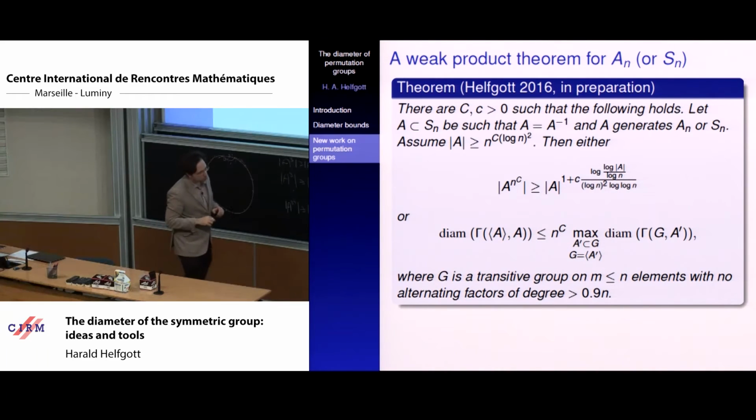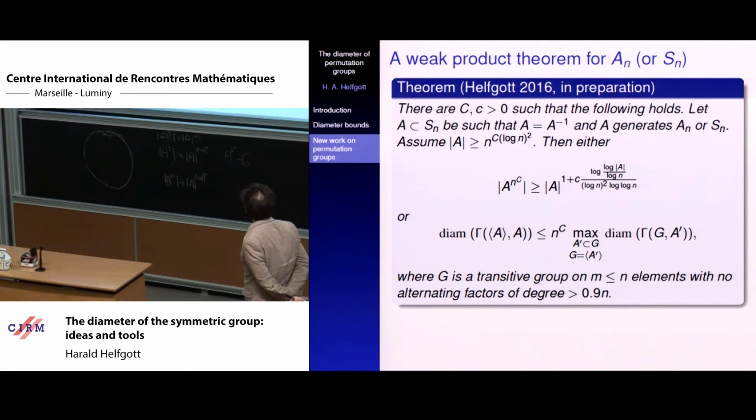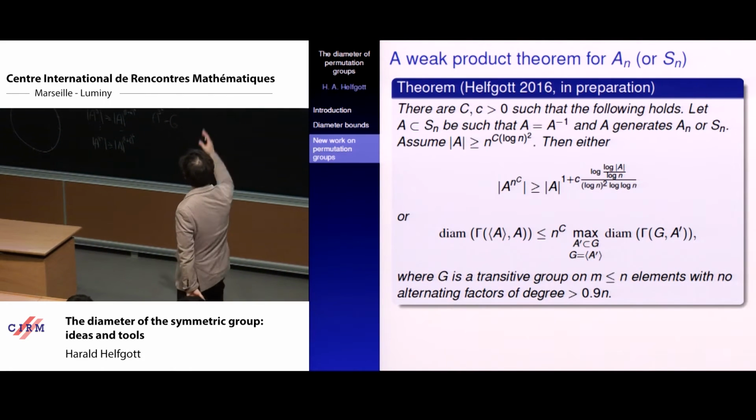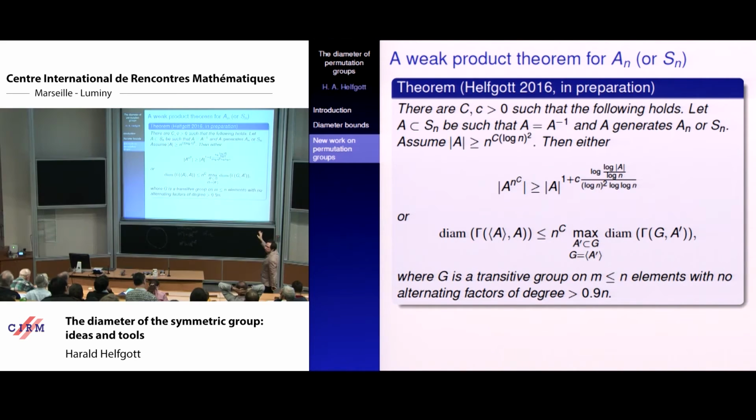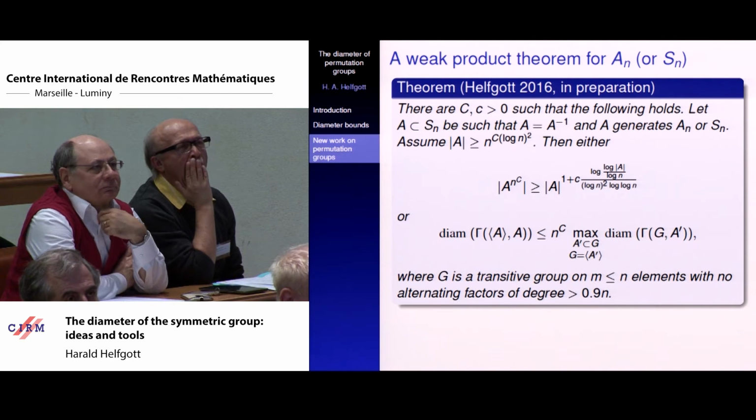All right. So this is what I prove. Yes, so you do get a product result, where that exponent is basically 1 plus a constant over log n. No, it's very slightly worse than that. And then you either get that that is true, or you get that you have managed to reduce things to a smaller group, a group with no large alternating factors. No? Very well.